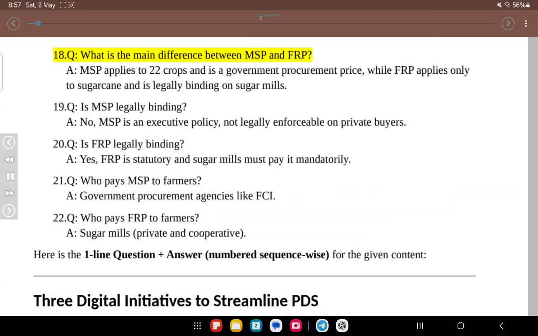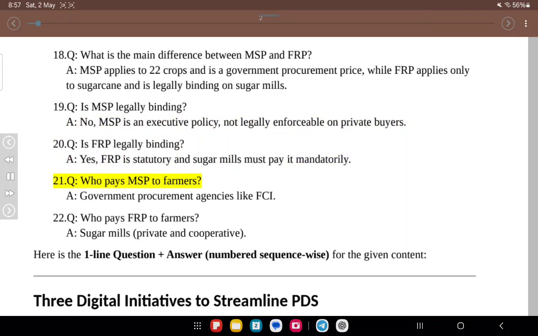18. Q. What is the main difference between MSP and FRP? A. MSP applies to 22 crops and is a government procurement price, while FRP applies only to sugarcane and is legally binding on sugar mills. 19. Q. Is MSP legally binding? A. No. MSP is an executive policy, not legally enforceable on private buyers. 20. Q. Is FRP legally binding? A. Yes. FRP is statutory and sugar mills must pay it mandatorily.